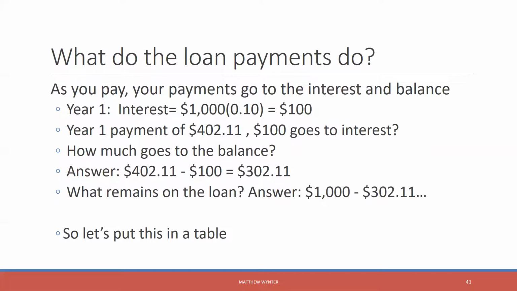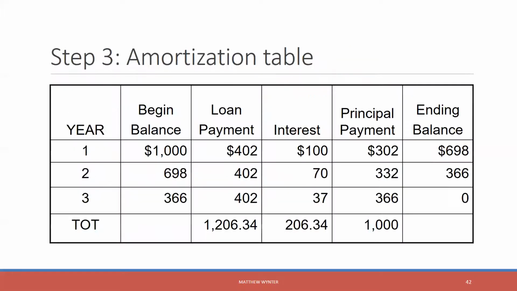$100 of that 402 that you paid goes to interest. So 402.11 minus 100, that 302 plus what's left over, goes to your balance. So what remains on your loan? What remains on your loan is the 1,000 minus the 302.11. It's a little bit easier to see if we put it into a table.